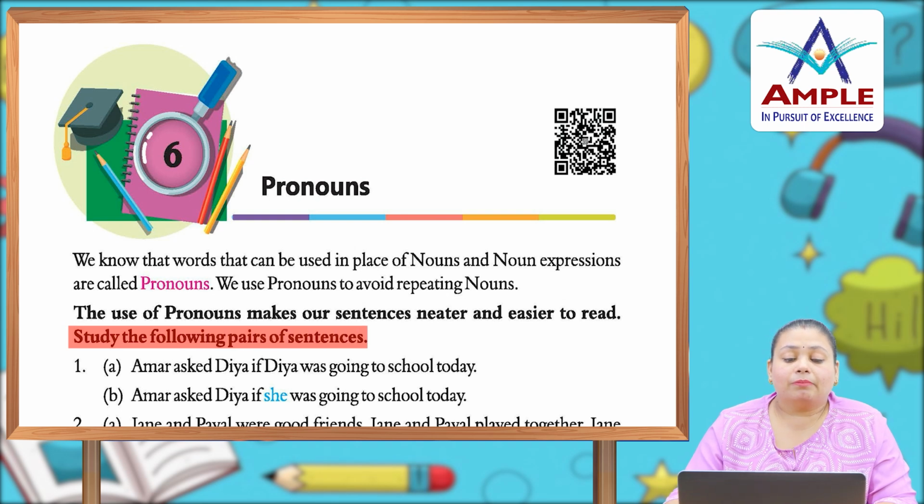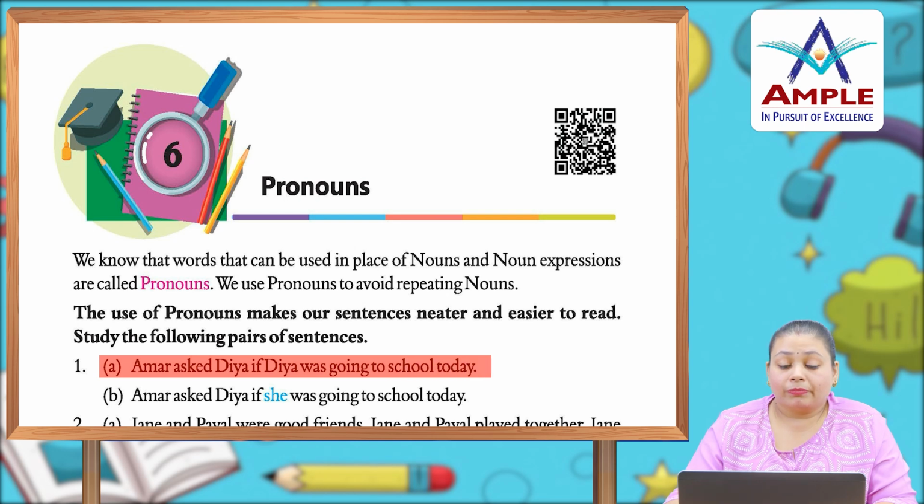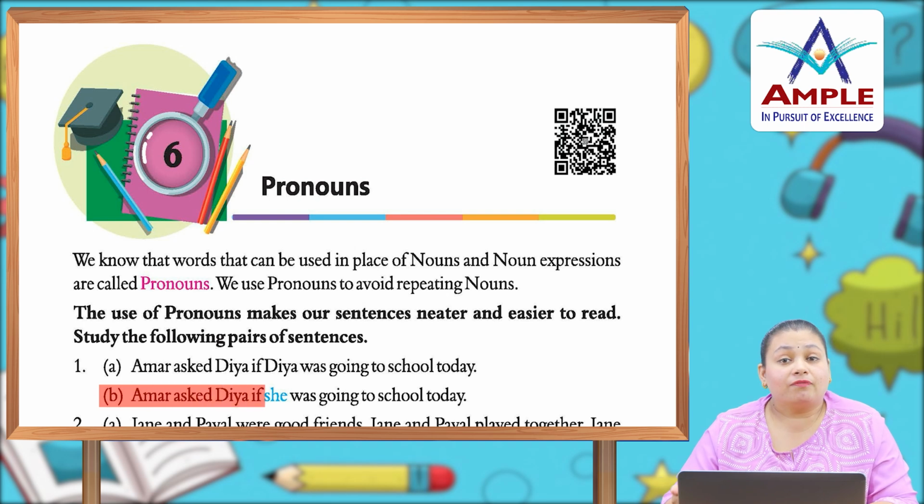For example, Amar asked Diya if Diya was going to school today. Here you can see that there's a bit of confusion if you read it very quickly. Amar asked Diya if Diya was going to the school today or not. In this you have to repeat Diya again and again. So instead of that we use a pronoun, like Amar asked Diya if she was going to school today. Okay, so this is how we use pronouns and make our sentences neater and easier to read.